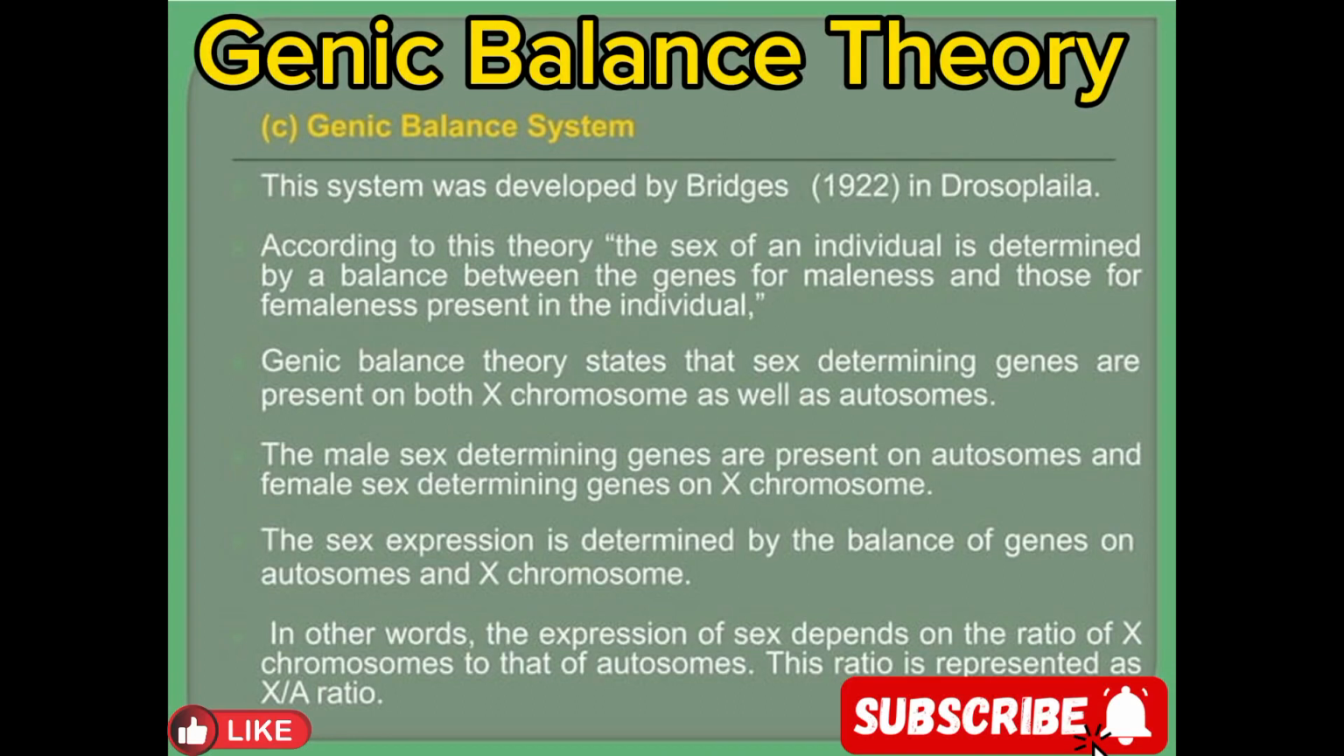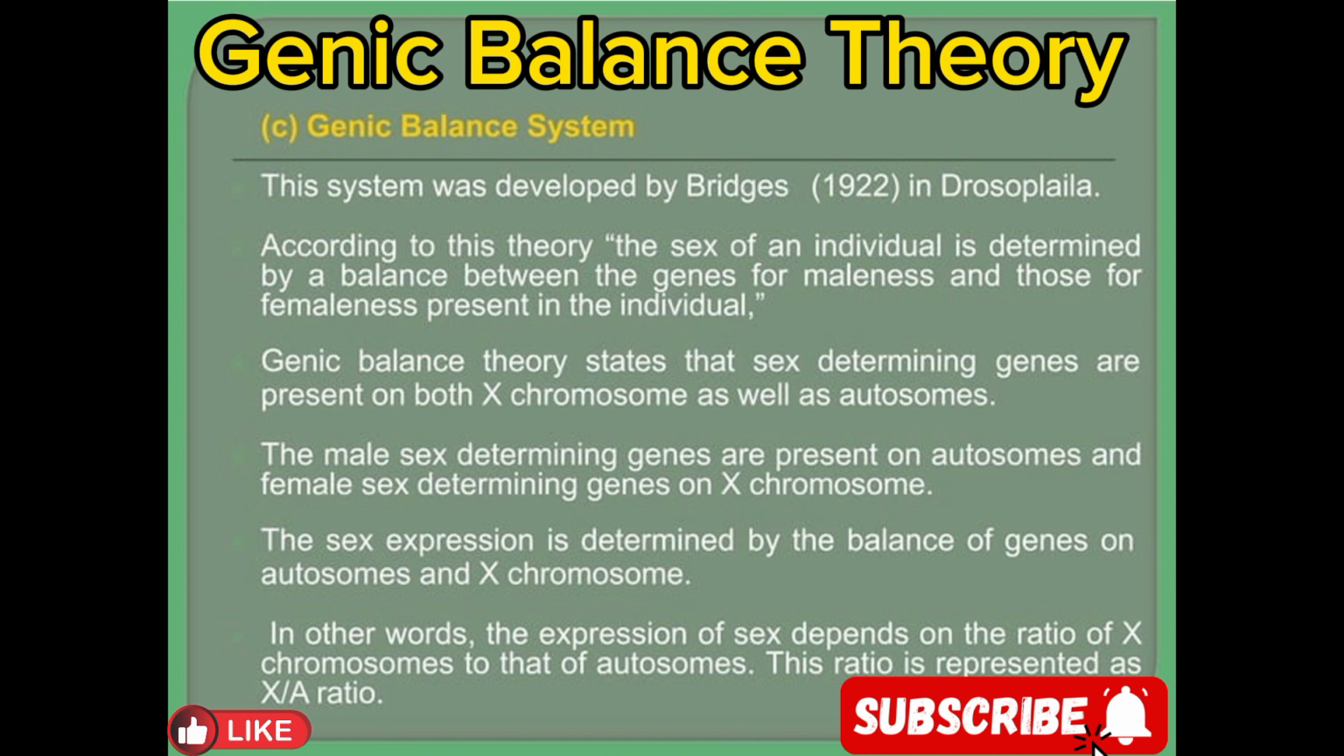So, the genic balance system, as we have told, was developed by Bridges in 1922 in Drosophila. According to this theory, the summary of the genic balance theory of Bridges is the following. The sex of an individual is determined by a balance system: the genes for maleness and those for femaleness present in the individual. The genic balance theory states that sex determining genes are present on both X chromosomes as well as on autosomes.